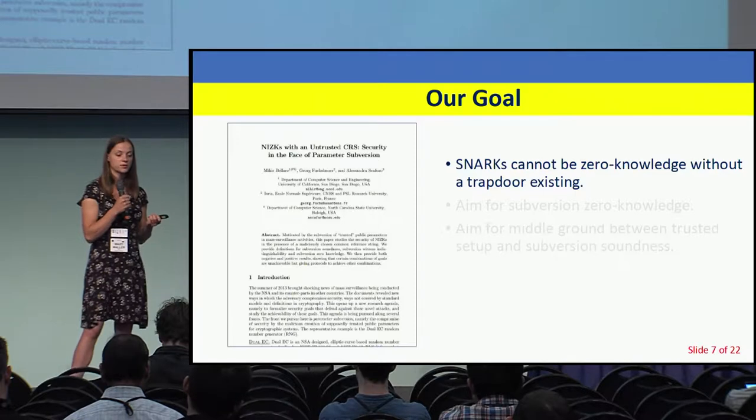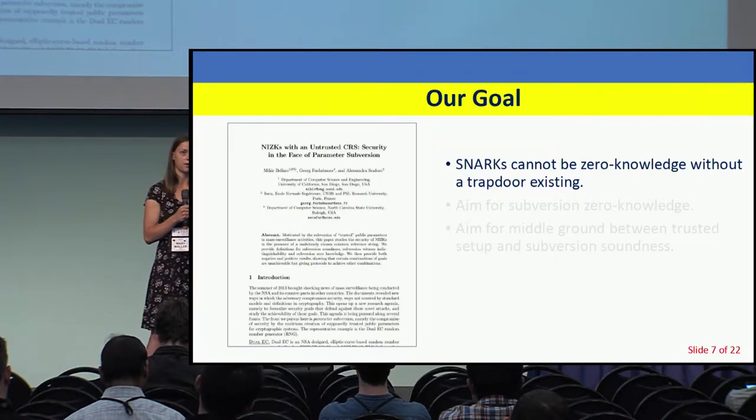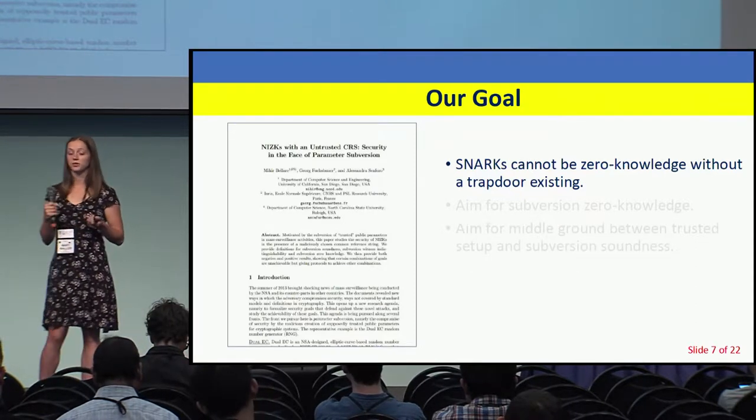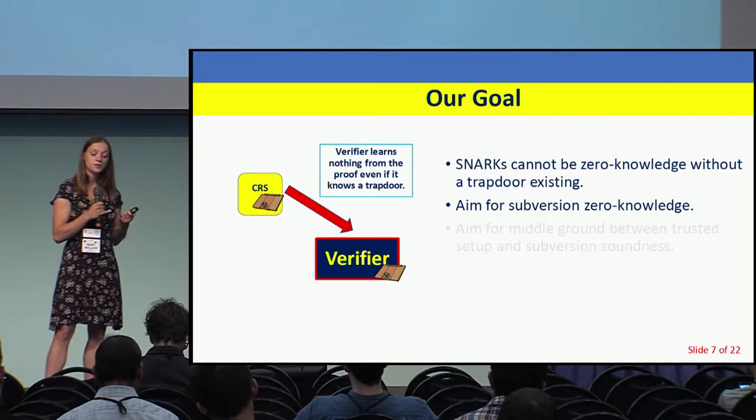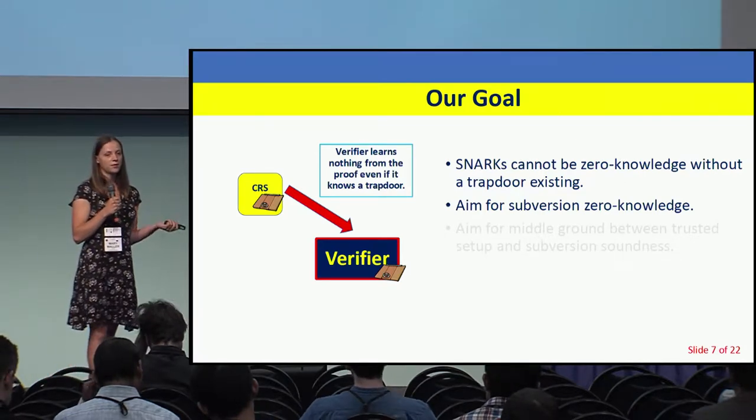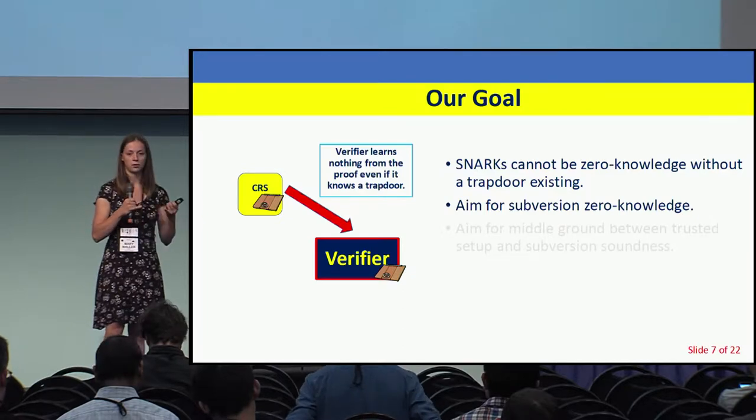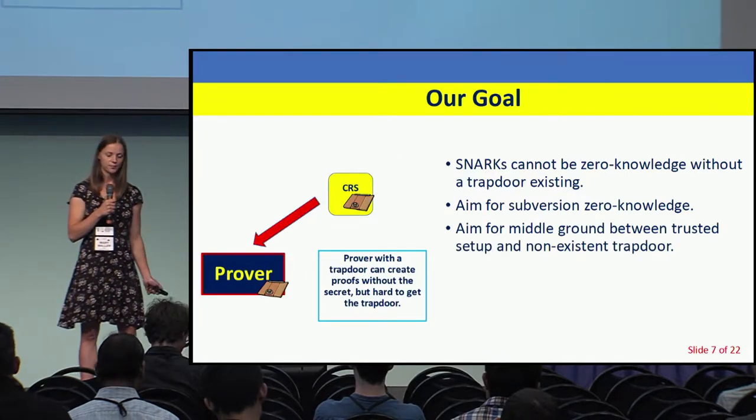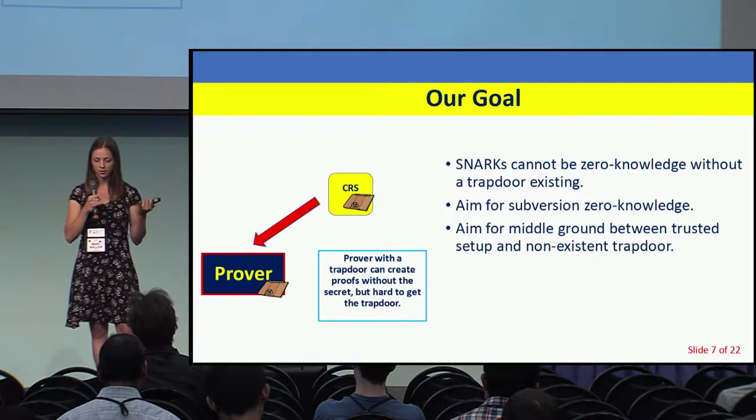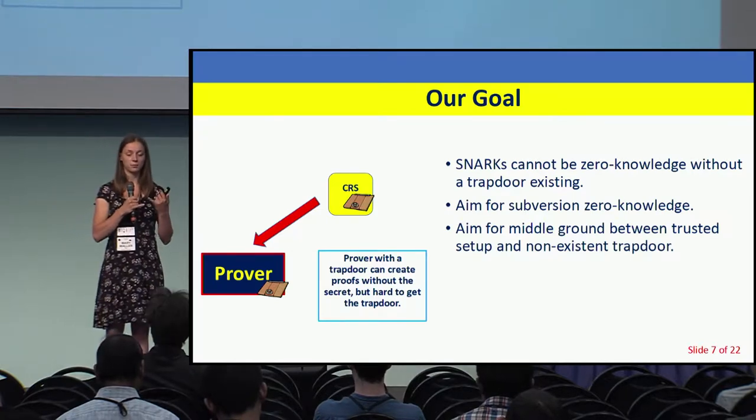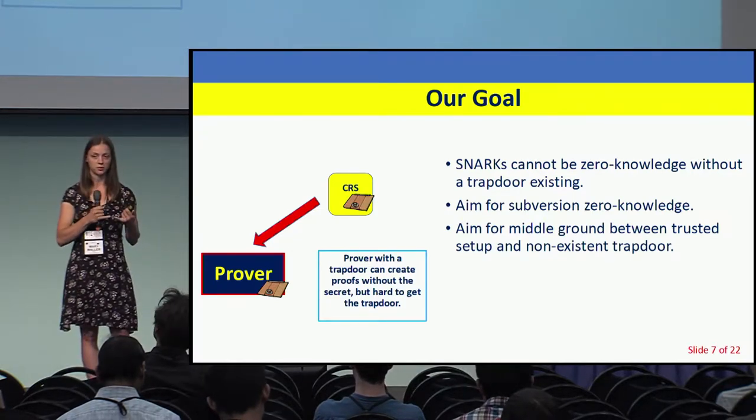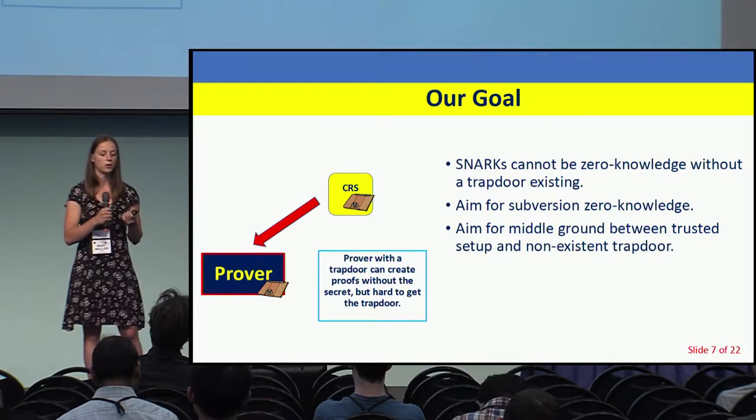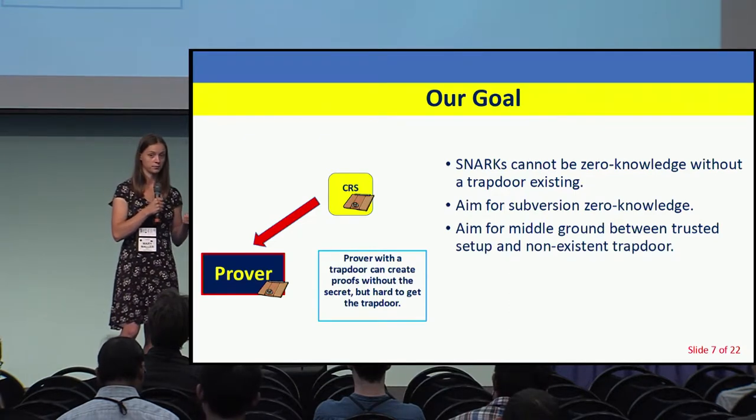A couple of years ago, there was a paper that showed that it's impossible to have a non-interactive zero-knowledge system which is both subversion sound and subversion zero knowledge. But you can have something that is subversion zero knowledge, i.e. a verifier who does have the trapdoor cannot tell anything about the witness. And because it's possible, we want this, and we do achieve this for our scheme. However, they did show it's not possible to have it be subversion sound at the same time, so there's always going to be a trapdoor that a prover could use. However, what we try and do is argue why it might be difficult to actually get hold of this trapdoor.